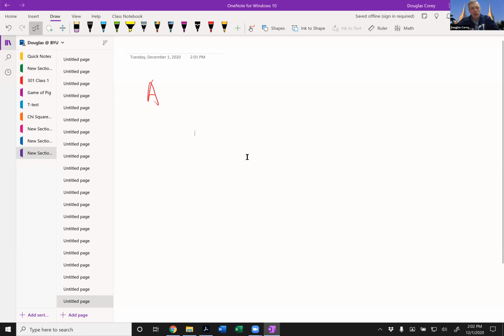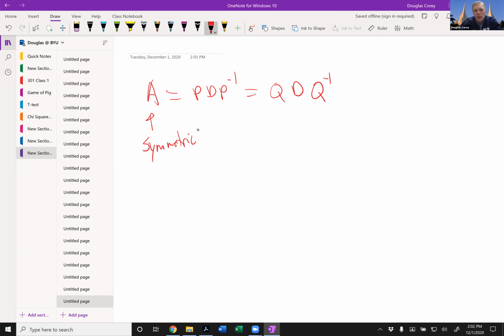Okay, the big thing in this section is what we get if we start trying to diagonalize a symmetric matrix. So if A is symmetric, then when we diagonalize it into PDP inverse, we can go one step further. Instead of just having P as an invertible matrix, we can actually make it so that the matrix we use for P is an orthogonal matrix.